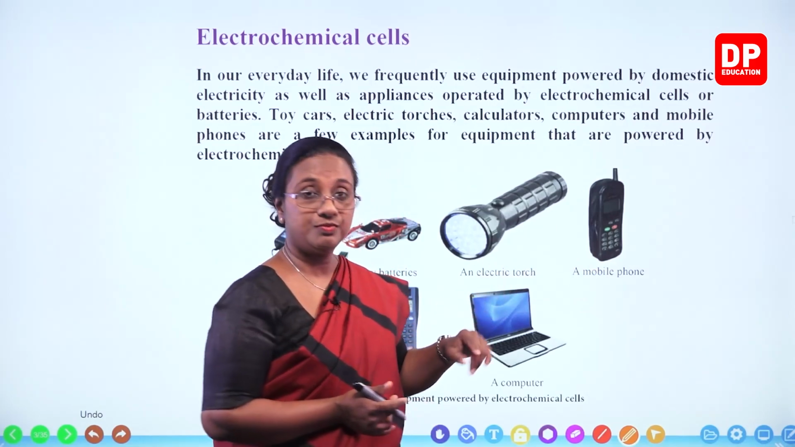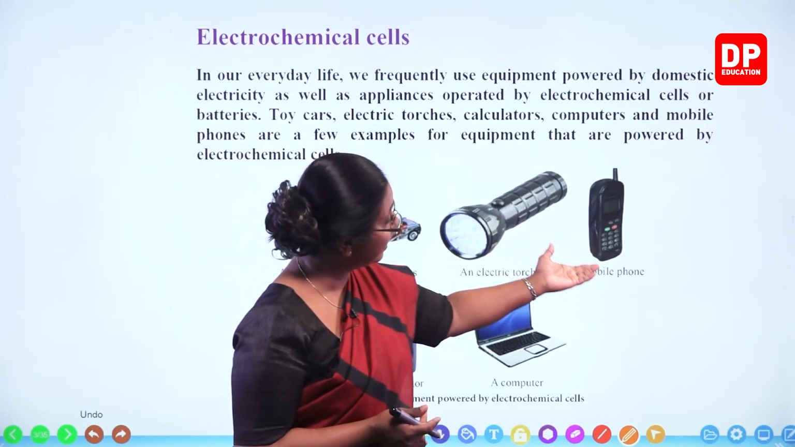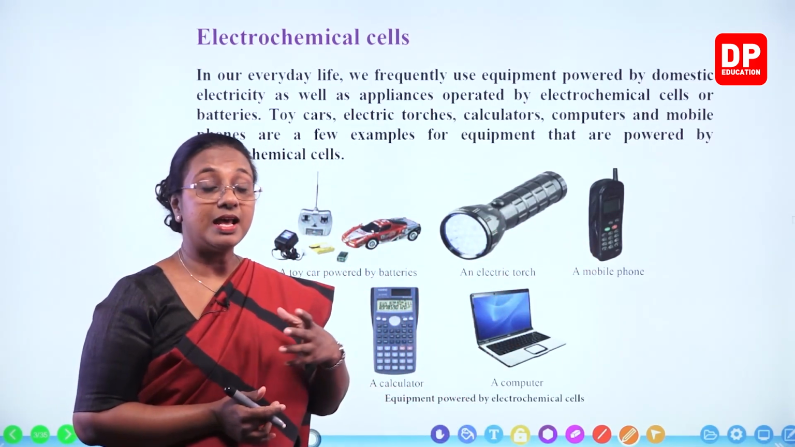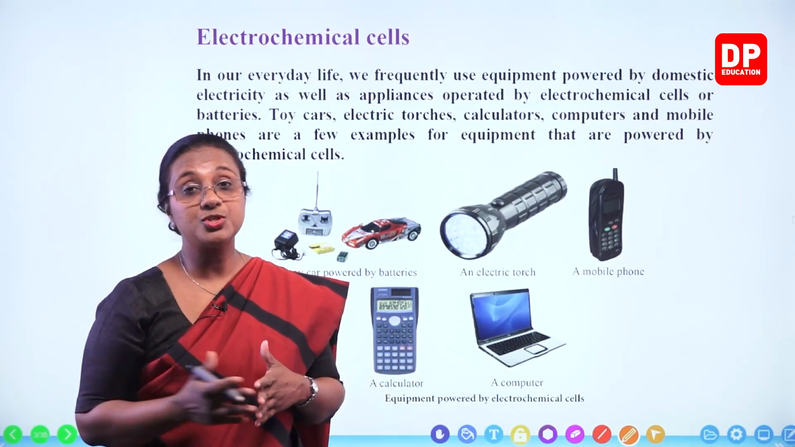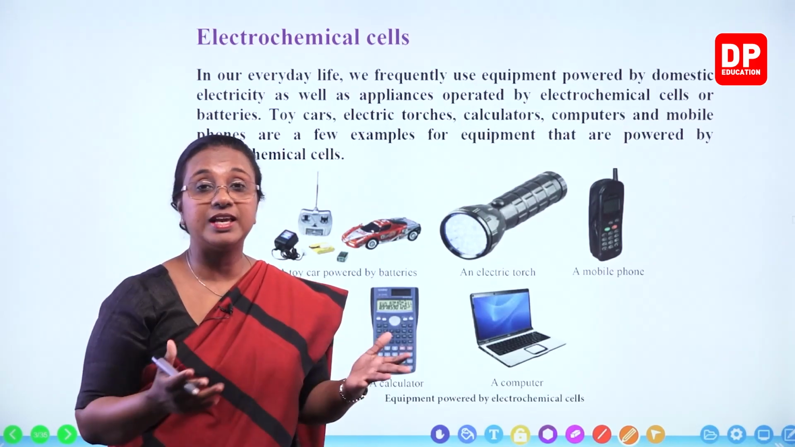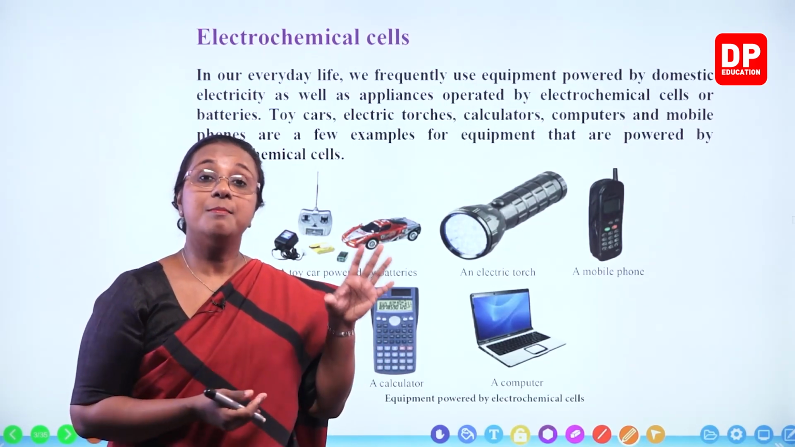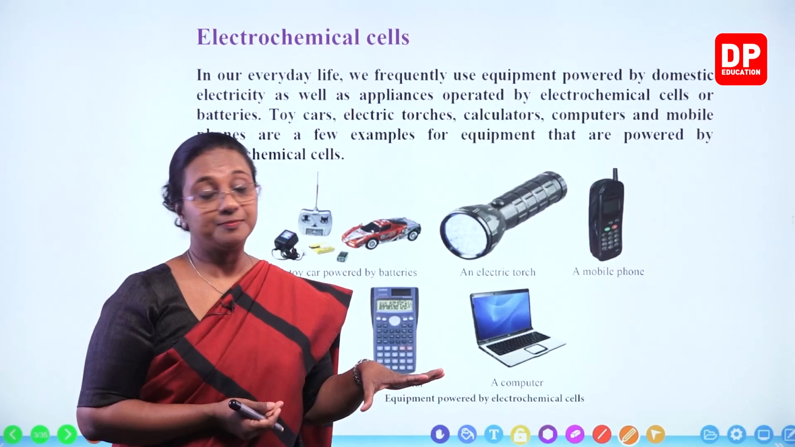Then mobile phones. We do have mobile phones, again different sizes and shapes. There are some batteries that can be taken out from the mobile phone, but the most modern ones you cannot remove the casing and take out the battery. But there is a dry cell in it.